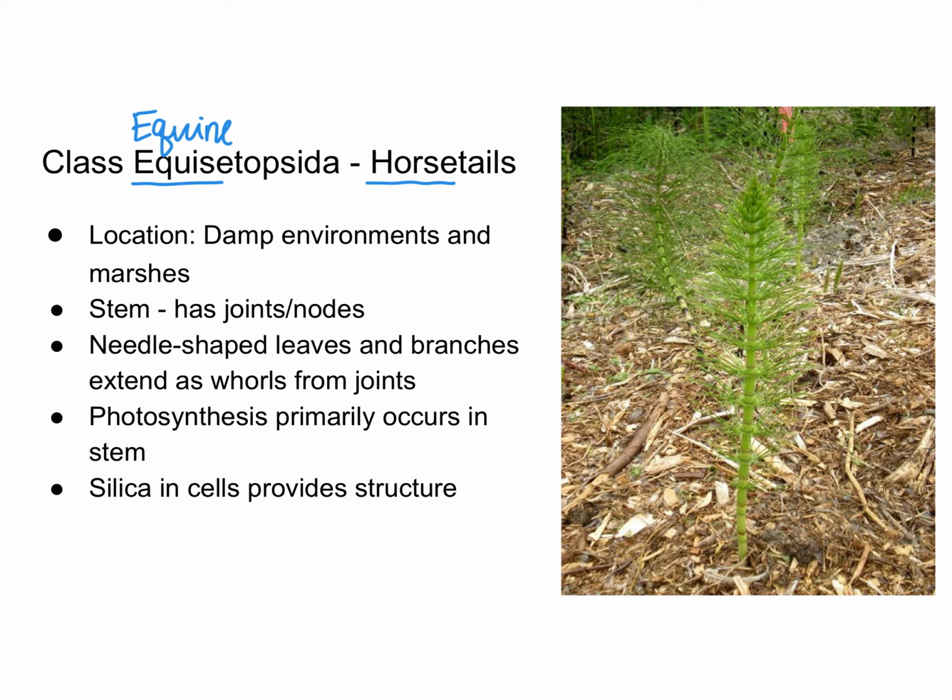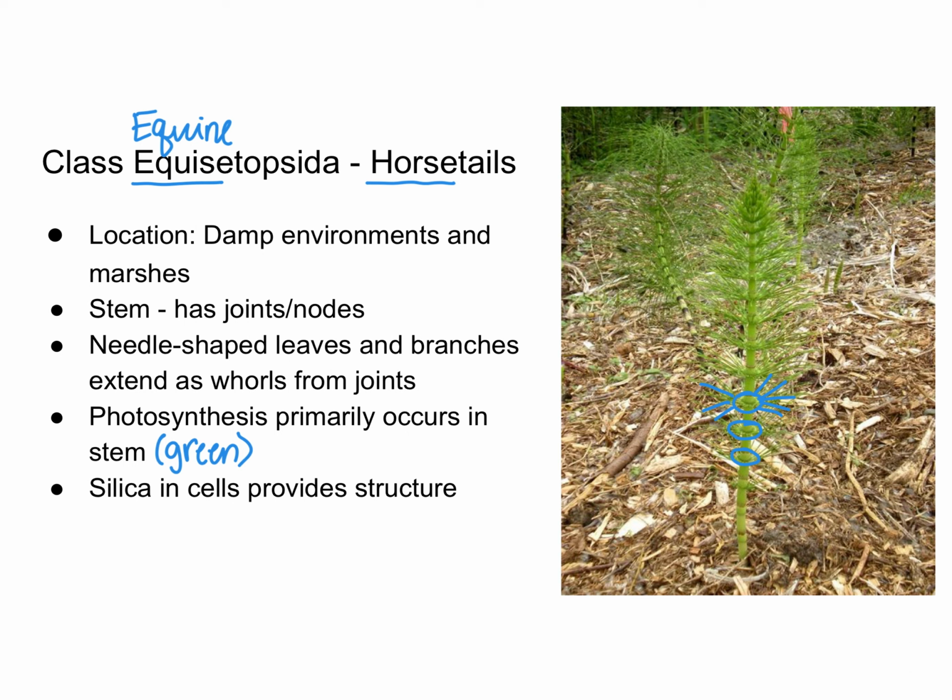You can see from this picture that the stem has these joints or nodes. And then they have these needle-shaped leaves and branches that extend from those nodes in these whorls. Since the leaves are needle-like, there's not a lot of surface area, but you'll notice that the stem is green. So photosynthesis actually primarily occurs in the stem. The cells in the stem have chloroplasts and those pigments needed for photosynthesis.